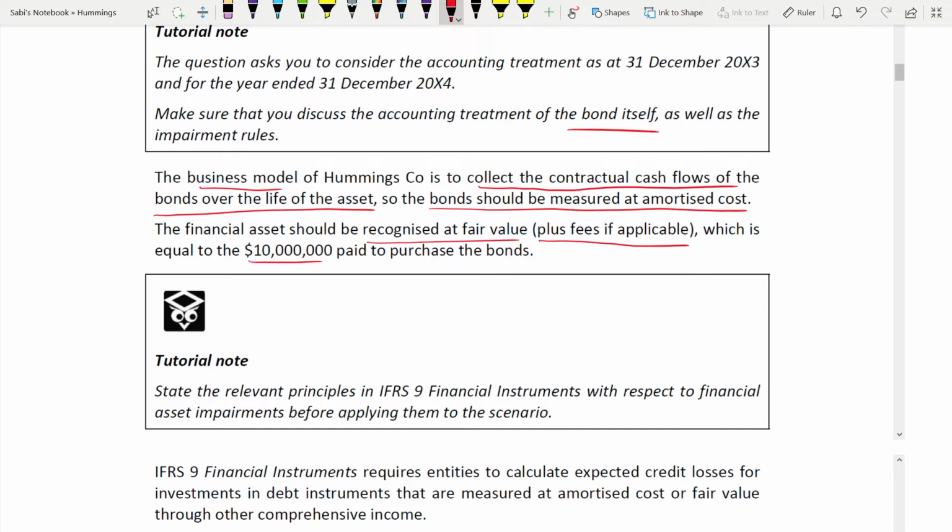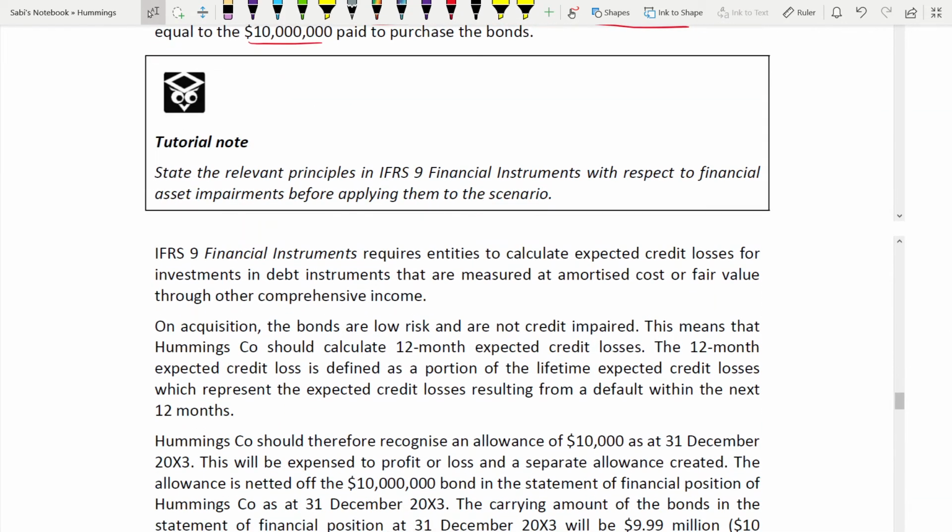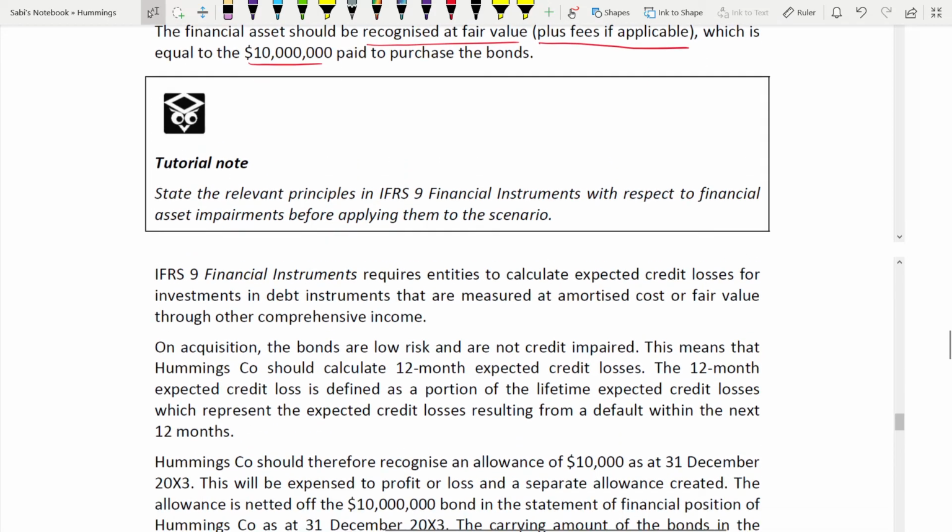Okay, so 10 million should be the amount. You can write 10 million or 10 and the 6 zeros. It's up to you.